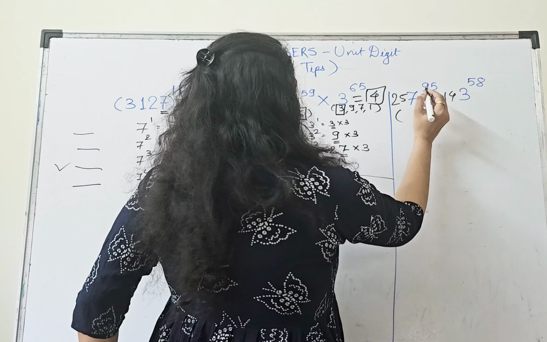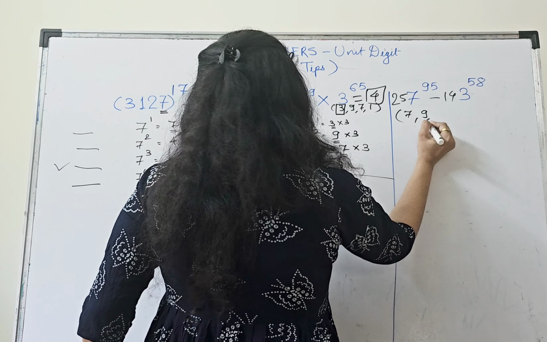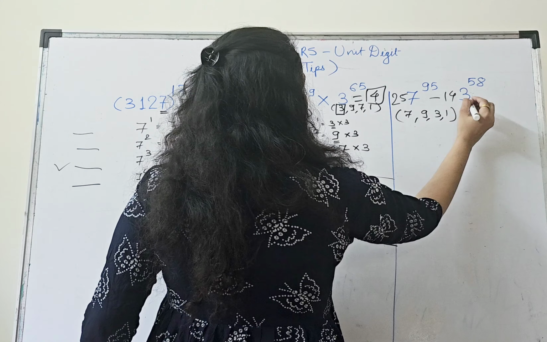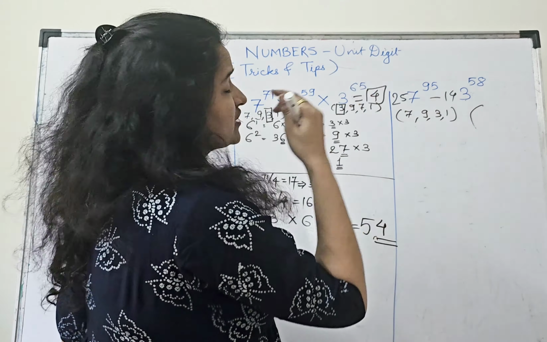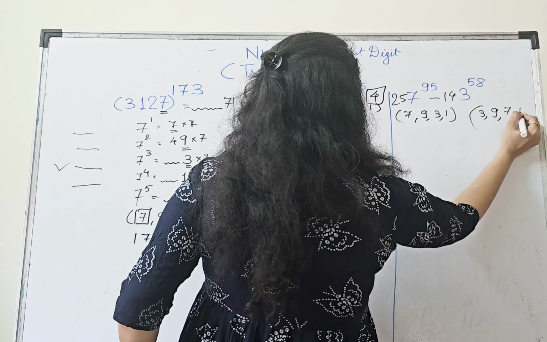Okay, now you know the pattern of 7. What's that? We already figured it out 2 times. 7, 9, 3 and 1. What's the pattern of 3, right? You just need to check the unit digit. What's the pattern of 3? 3, 9, 7, 1. 3, 9, 7, 1.